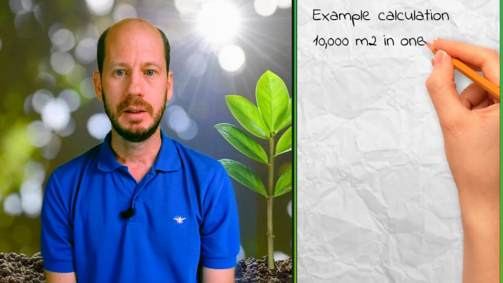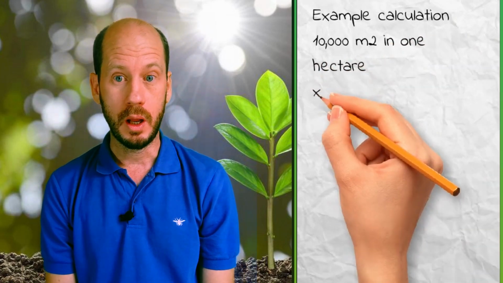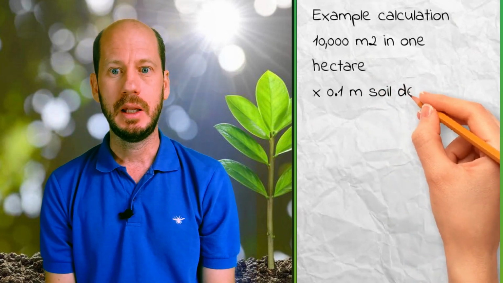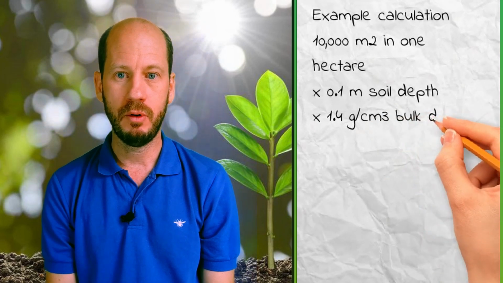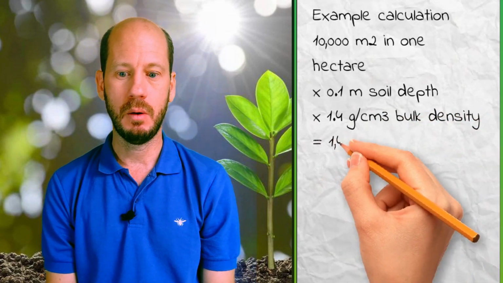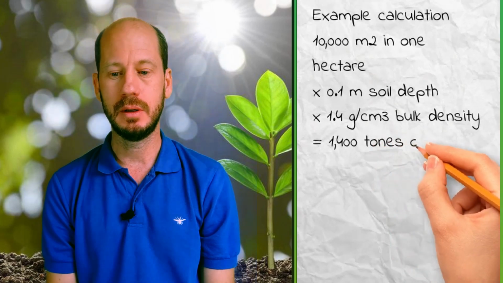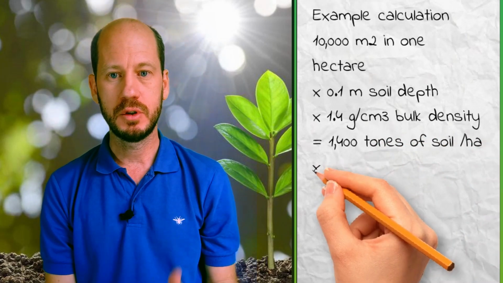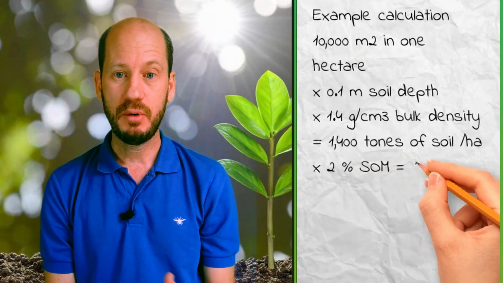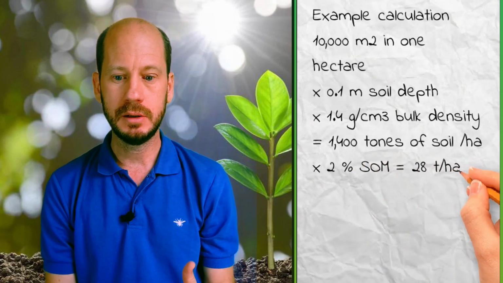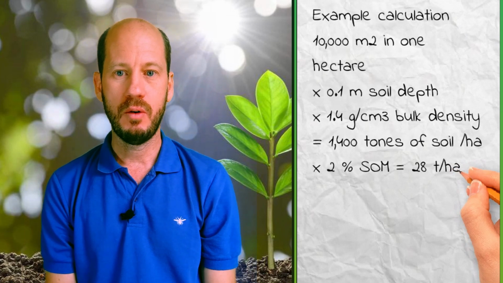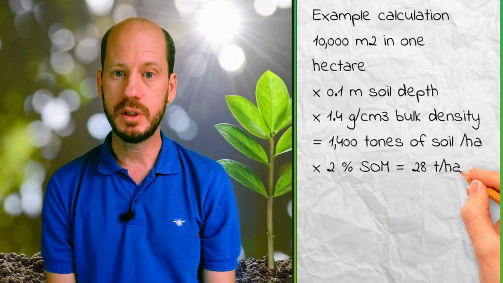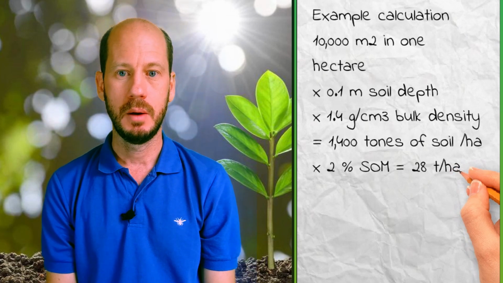If you multiply 10,000 square meters times 0.1 meters for the depth, and if you multiply that by the density in tons per cubic meter, 1.4, you will end up having the value of 1,400 tons of soil per hectare. Now imagine you have a soil which has 2% organic matter. Multiply that 1,400 by the 2%, and you will get 28 tons of organic matter per hectare. If you have 1%, it will be half of that, 14 tons per hectare.